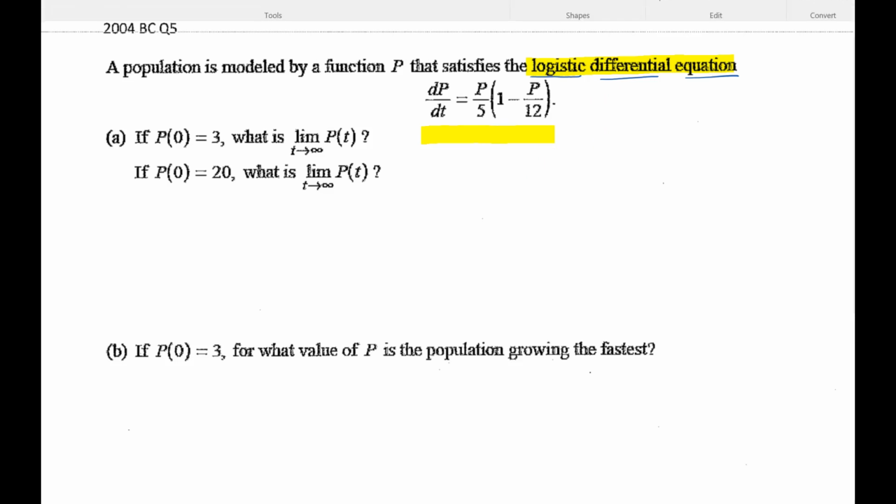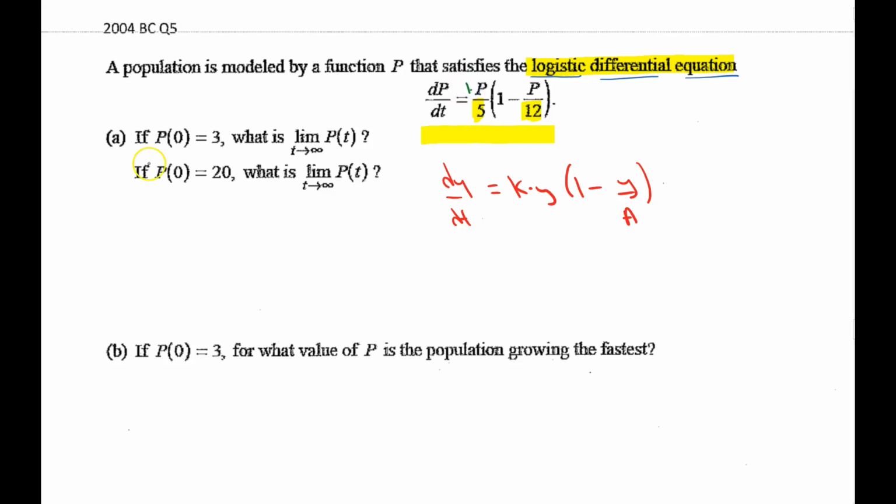You'll notice that they already put it in the form for you. The general form for a logistic differential equation is dy by dt equals some constant times y times 1 minus y over some constant. If I look at this here, it's very clear that the constant A is 12, and K here is going to be 1/5. So we need to be careful. It's not 5, it's 1/5.